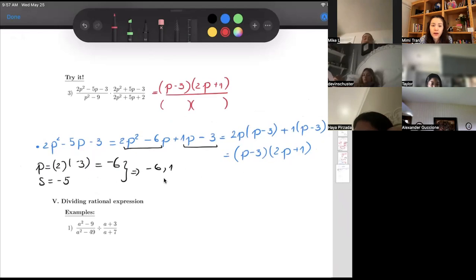Kobe, you want to factor the bottom? I haven't understood a single thing this whole class period. Oh yeah, you were late. So we just simplify it.